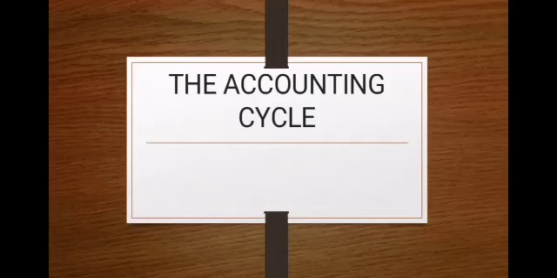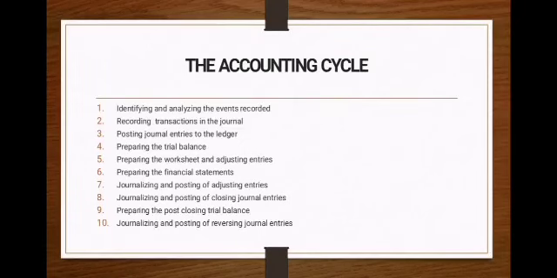Accounting cycle. 1. Identifying and analyzing the events recorded. 2. Recording transactions in the journal. 3. Posting journal entries to the ledger. 4. Preparing the trial balance. 5. Preparing the worksheet and the adjusting entries.